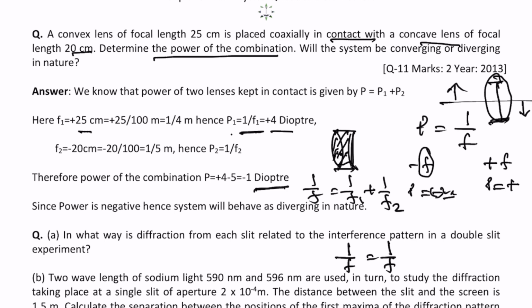F1 is the focal length of the first lens, F2 is the focal length of the second lens. So 1 by F is the power of the combination, P1 is the power of the first, P2 is the power of the second, correct? So this is 4, and concave lens means minus power, so it is minus 1. So the combination is having negative power, means negative focal length, means divergent lens, correct? Concave lens. So the equivalent lens we need is a concave lens, correct? That's all.